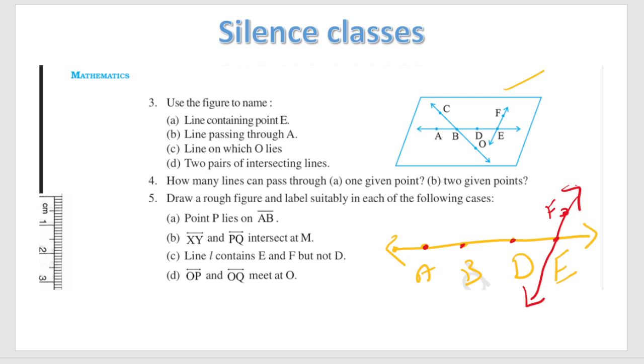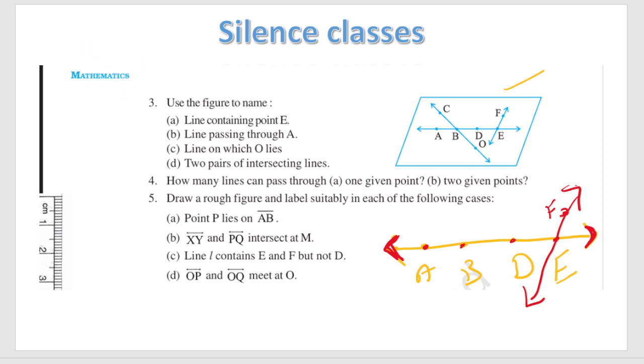Right now we are taking A and E, so AE is a line which contains A, or which passes through A, okay? BE is also a line which is passing through A, because the arrow is there. Because the arrow is there, it means it is moving further. I hope you guys understood.